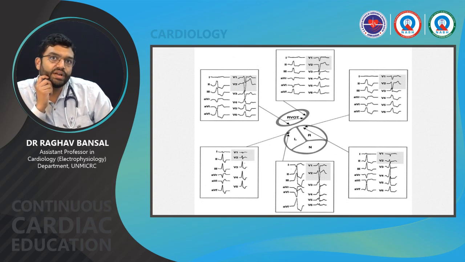If we look at the left side of the figure, then again it's a posterior RVOT but with late transition. And if we look at the LCC origin, we get a significant R wave in lead V1 as compared to a very small R wave in the RCC.